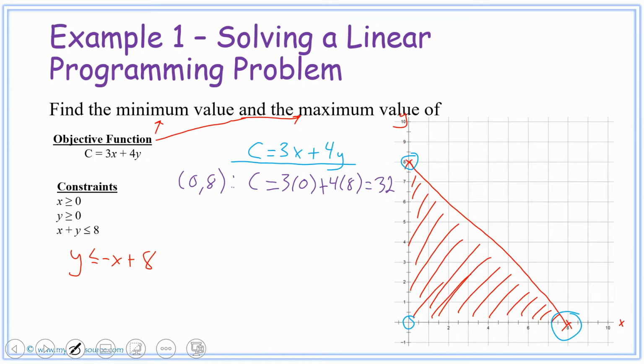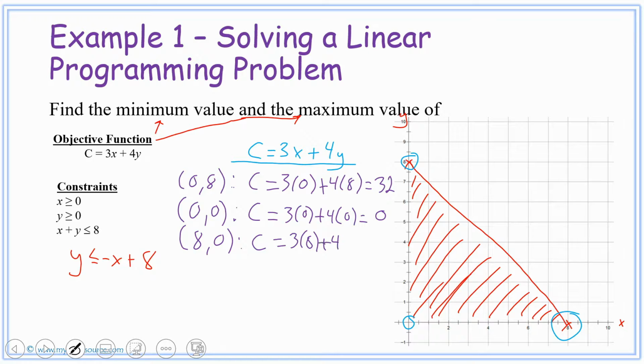And then we can put in the next one, which would be 0, 0. We can already see there our value is just going to be 0. So 3 times 0 plus 4 times 0 is equal to 0. And then the last one is x is equal to 8, y is equal to 0. We substitute into our objective function, so 3 times 8 plus 4 times 0. And so we see here 3 times 8 is 24.